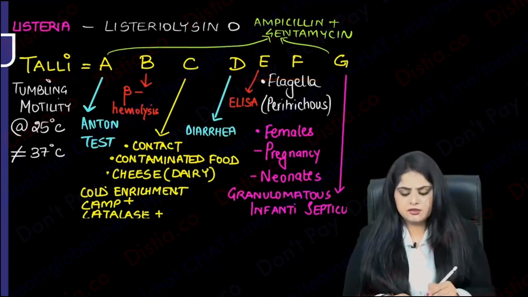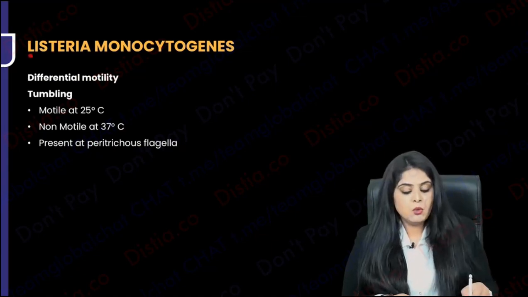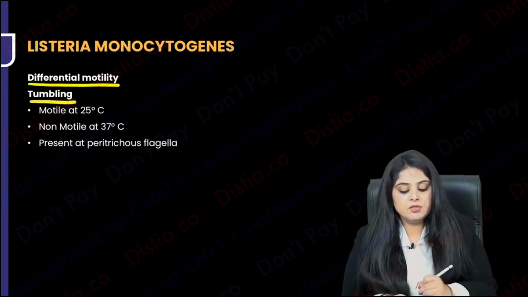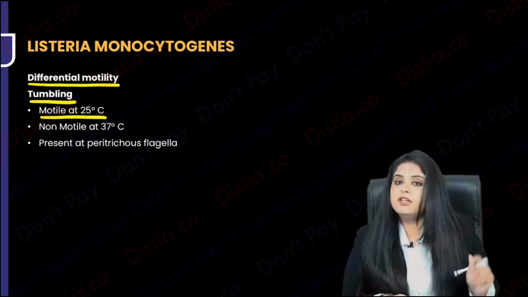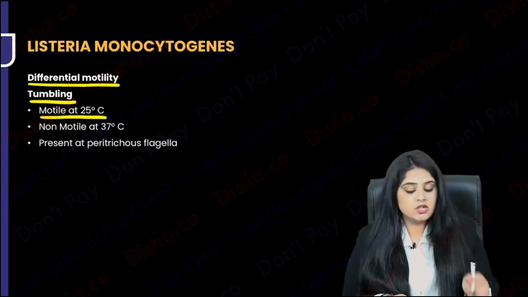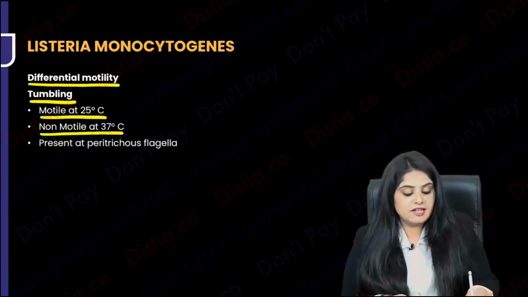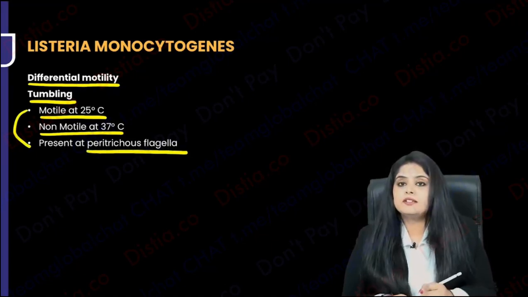And now if you've done this, the rest of it you just have to listen to me quickly. What kind of motility does it have? You will say, ma'am, it has a differential motility, tumbling motility, and it is going to be tumbling at 25 degrees, but not tumbling at 37 degrees. So motile at 25 degrees, not motile at 37 degrees. Why is it motile? Because of a peritrichous flagella.